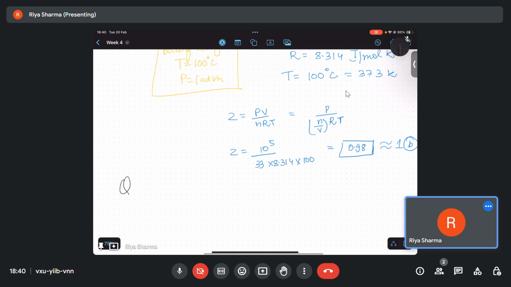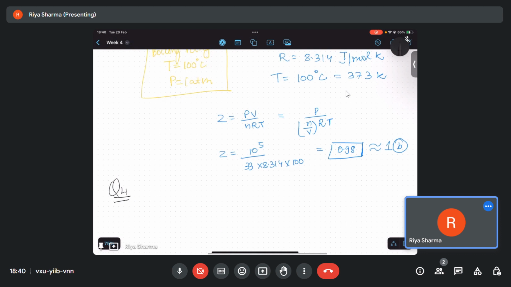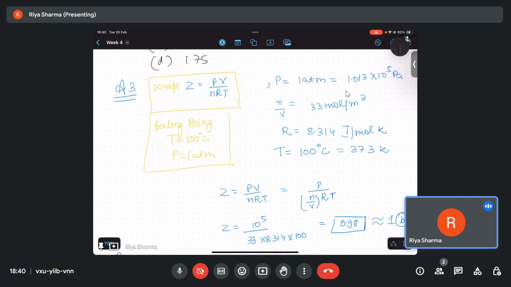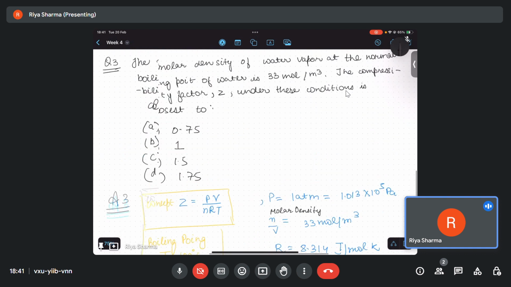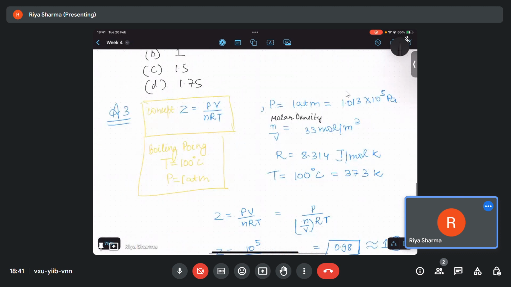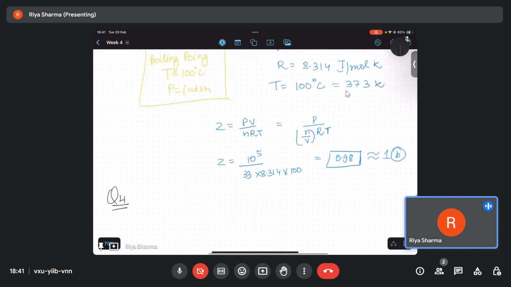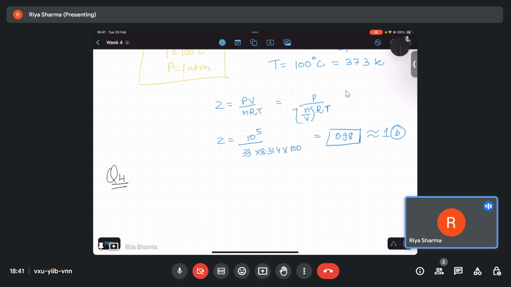Okay, are we on page? What we have done: what is the formula of Z, what was given to us, this was the molar density which has been given to us. We have tried to find out all these things and we were able to get the values. So this was a crucial part. We have been given few things as well. So let's write another problem.